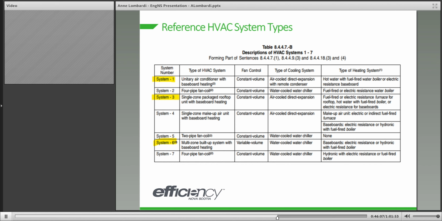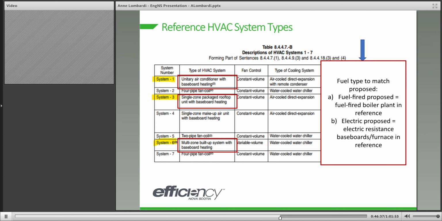Those actual systems, we've got another table that shows us what they are. System 1 is unitary air conditioner with baseboard heating, so also pretty much a PTAC, package terminal air conditioner. System 3 is single zone packaged rooftop unit with baseboard heating. System 6 is a multi-zone built-up system. This is the only one that's a multi-zone. The rest of them are all single zones. So those are your system types, okay?